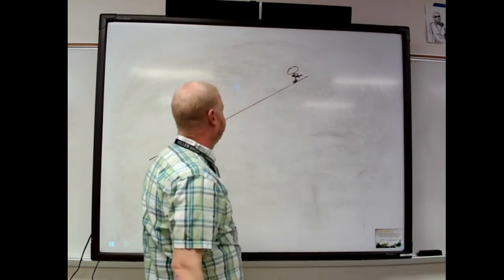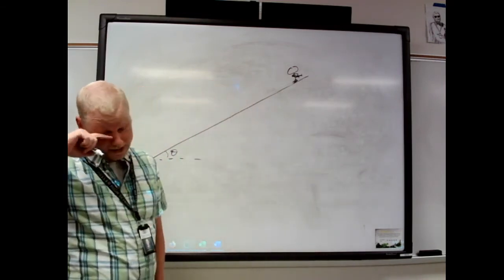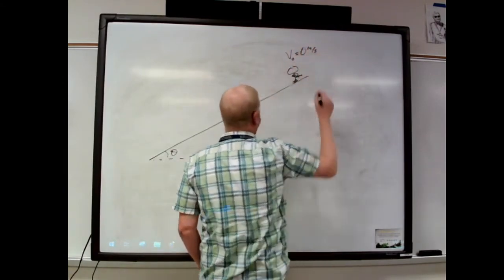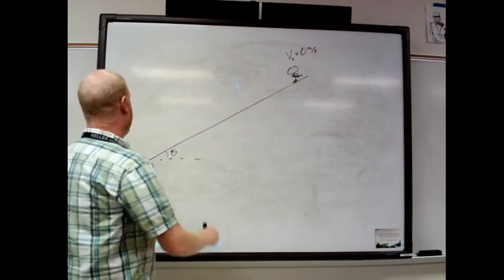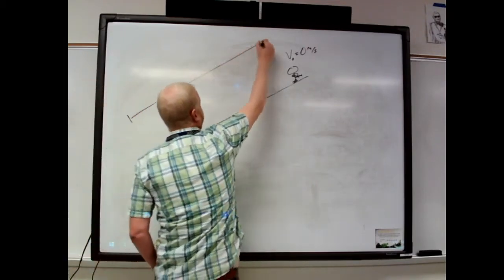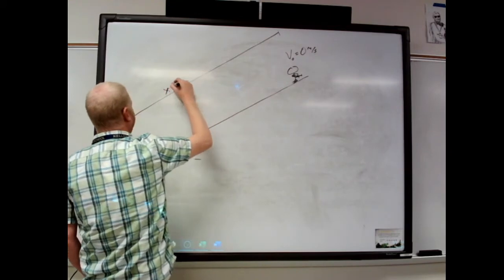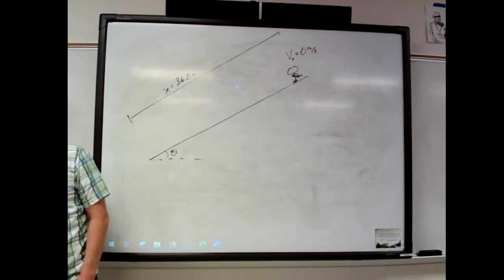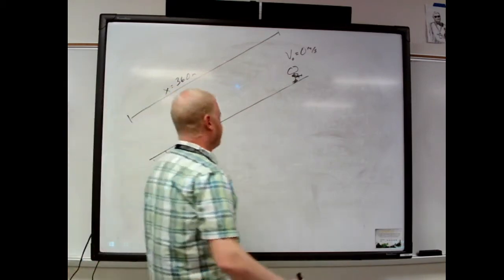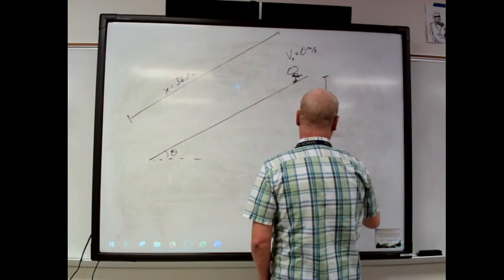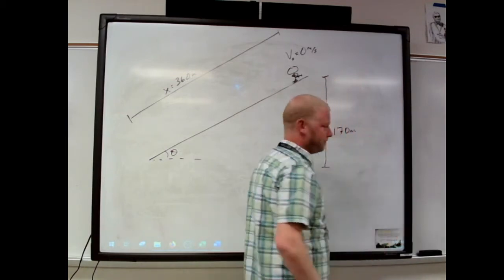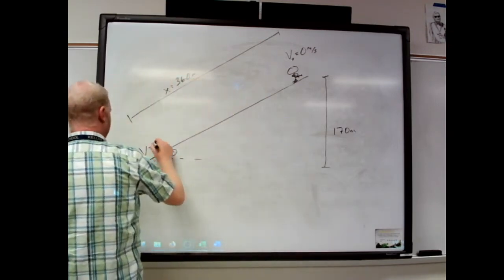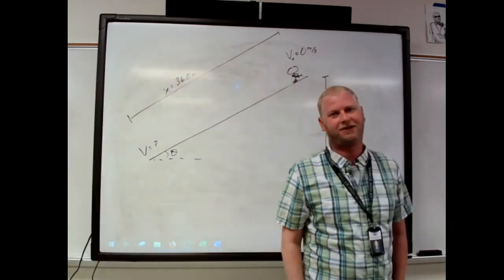Alright, so we got our skier up there. Now, we know that he's going to start with an initial velocity of 0 meters per second. We know that the distance down our ramp that he travels is 360 meters. We also know that there's a vertical altitude drop of 170 meters. And we want to know what is his speed at the end of the ramp.